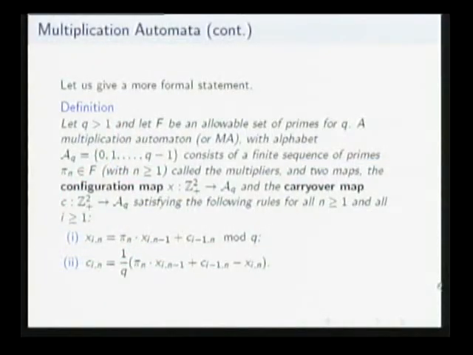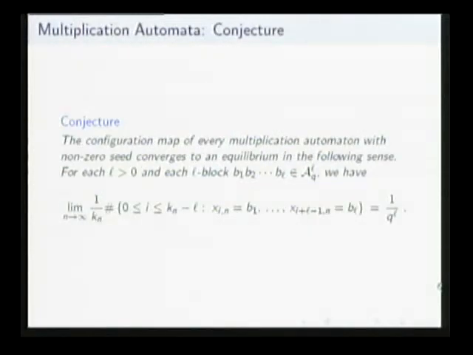The way the digits are computed from one line to the next is by a formula like that, where you have to take into account that there is a carryover. And the carryover is also given recursively. So anyway, that's the definition of a multiplication automaton. I'll give you a couple of examples in a moment. So here's the conjecture I just mentioned.